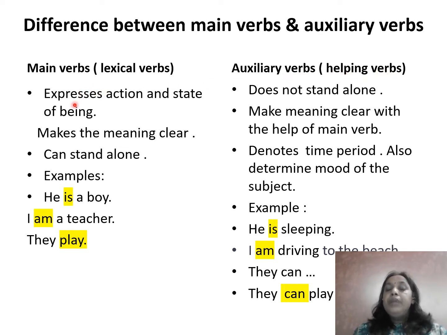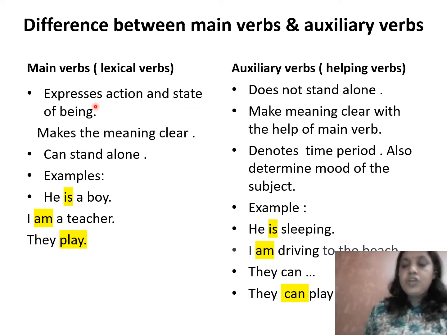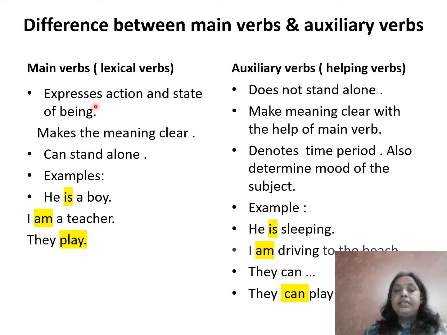Main verbs express action and state of being. State of being means existence of the subject. It shows the existence of the subject in a sentence. And main verbs also make the meaning clear and they can stand alone. It means if there is a main verb in a sentence, it can make the meaning of the sentence clear.